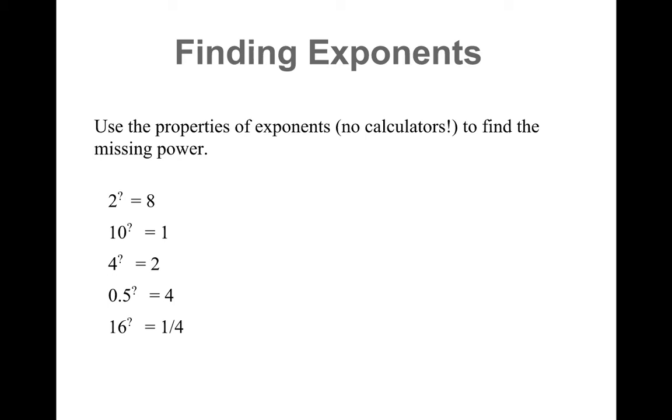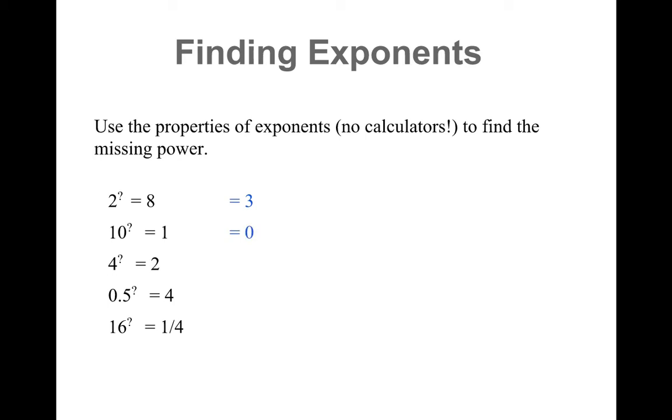Okay, hopefully that went well. And so now we're looking for those exponents. First one hopefully is pretty easy. We're just looking for a power of 2 that is 8. And so 2 times 2 times 2, so the power is 3. Remember that property of exponents for the next one. Anything to the 0 power will be 1. Next one's a little trickier.